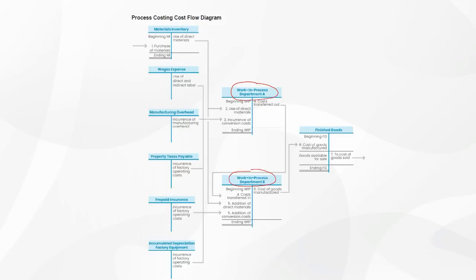That's the key difference. For example, if we have a cutting process and a finishing process, we have to cut the items and then we finish them. We will have multiple work in process accounts. We add our direct materials and our conversion cost. So notice how in process costing, we will often talk about conversion cost.